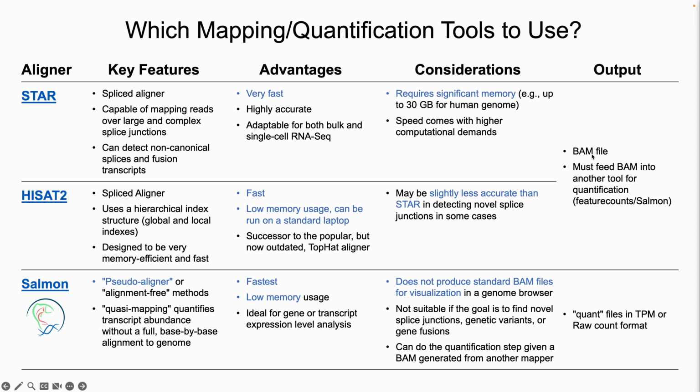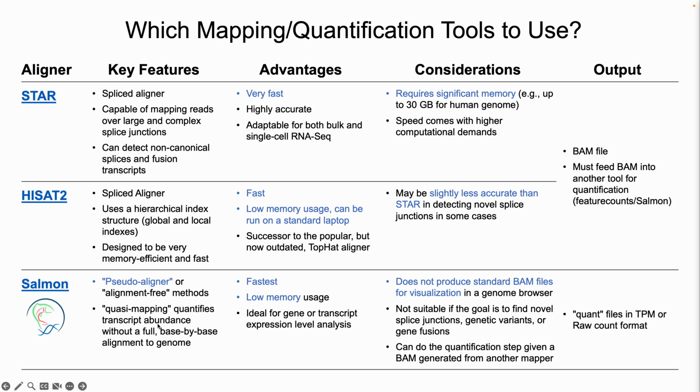They're going to give you a BAM file. Just like our BAM files from genome variant analysis, it's that shorthand form of where the reads map in the genome. Salmon is a little different. It's a pseudo-aligner.